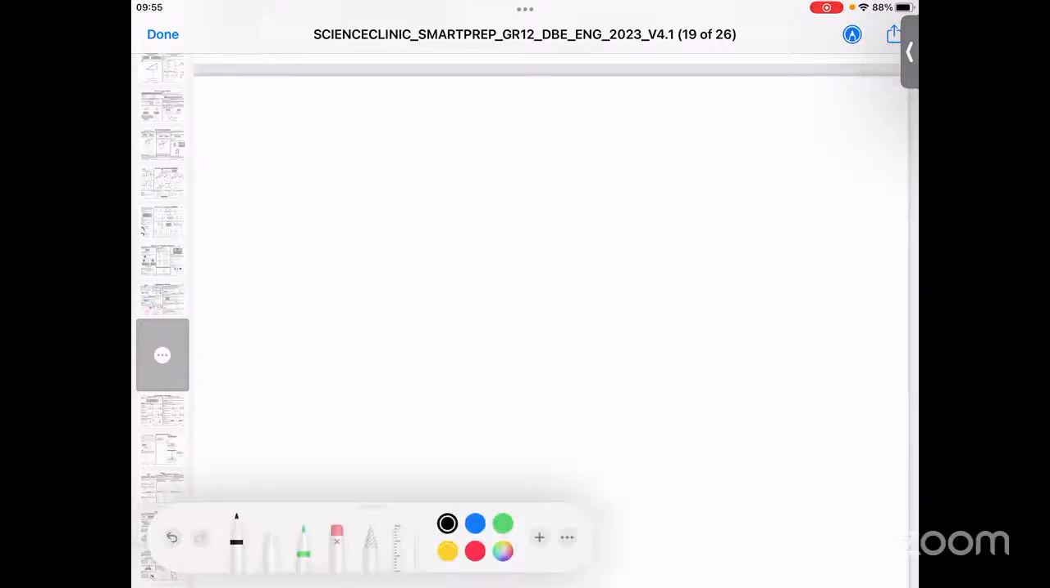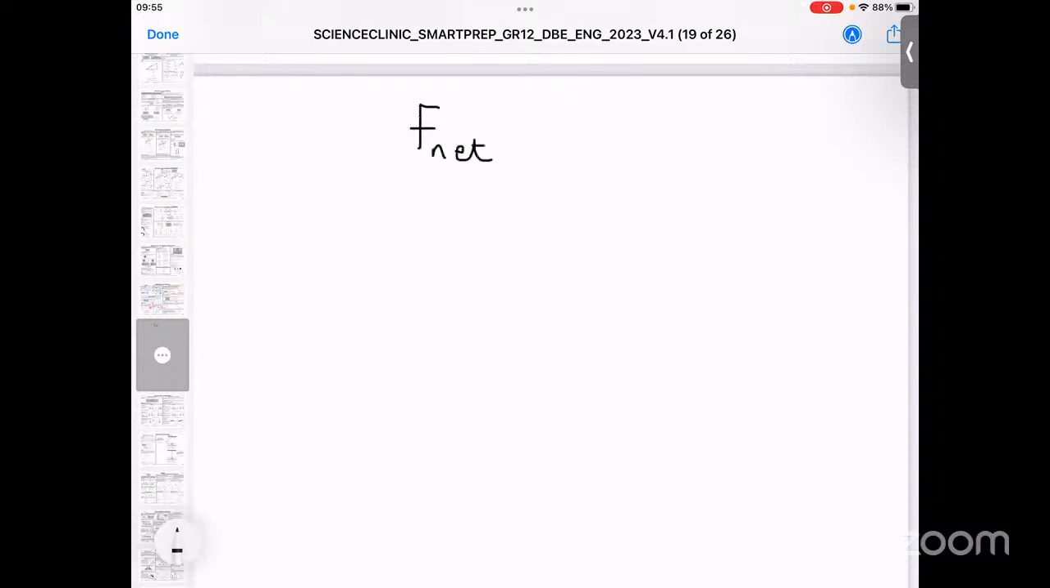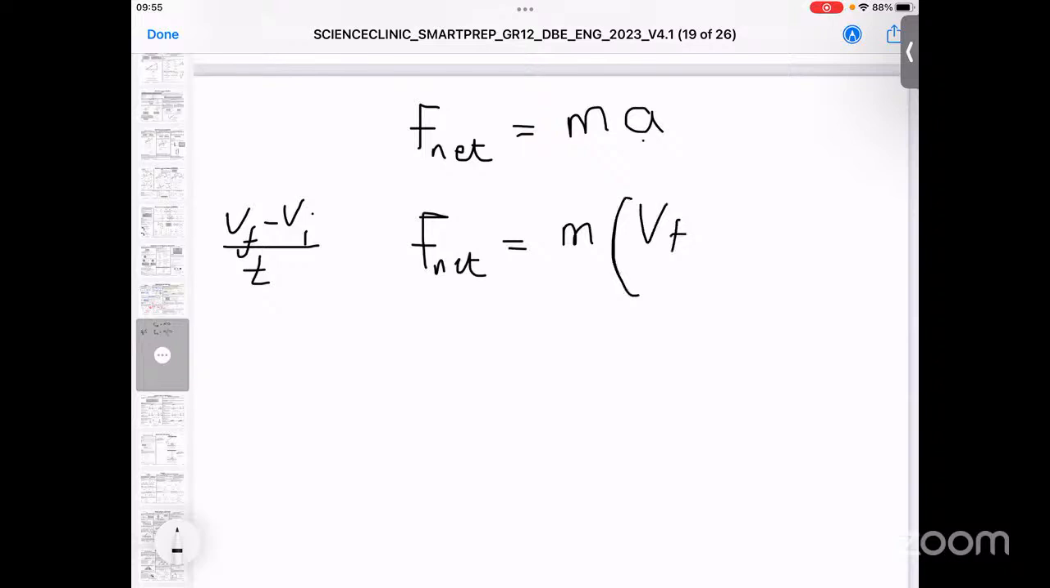I'm not sure if you remember, honorable member, but what we know is that F net, the net force or the resultant force, equals MA. I'm sure you do remember this formula by now. Acceleration equals V final minus V initial divided by time. That we know most. So it therefore means F net is equal to the mass times, inside the brackets, our formula for the acceleration, which is that over change in time.